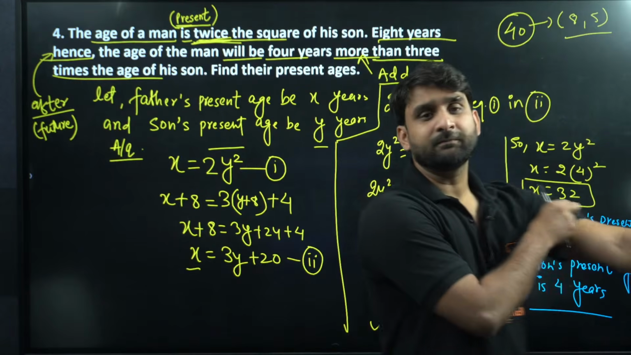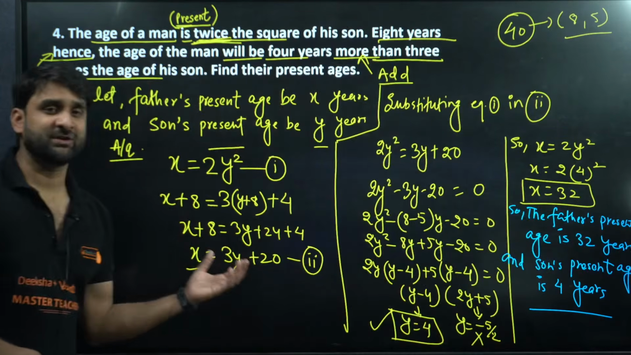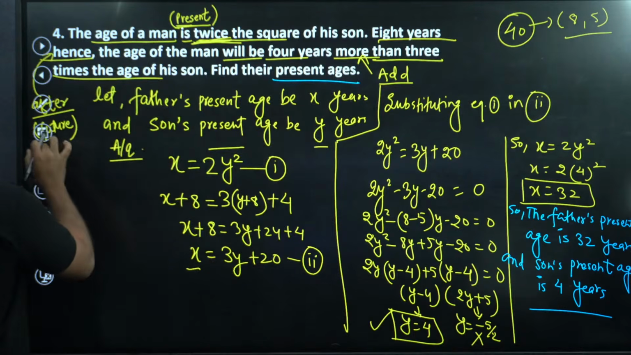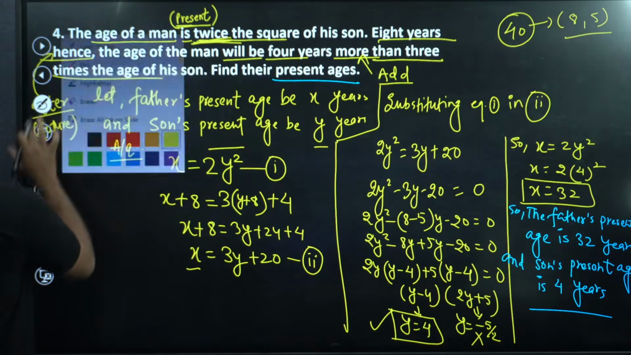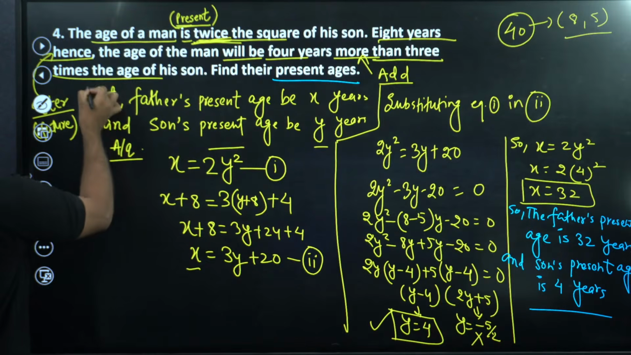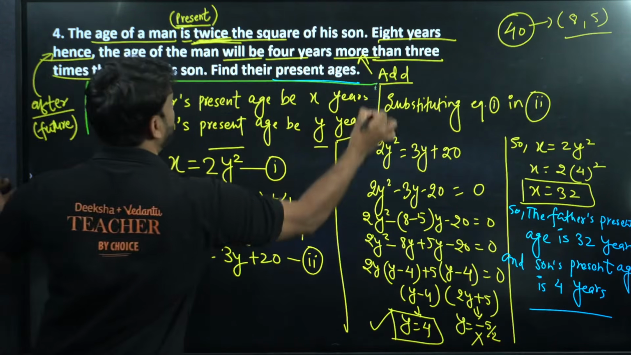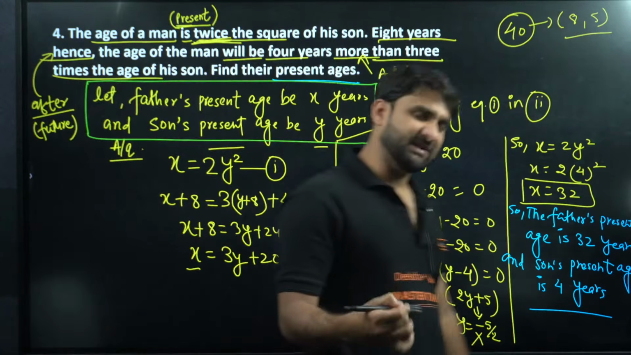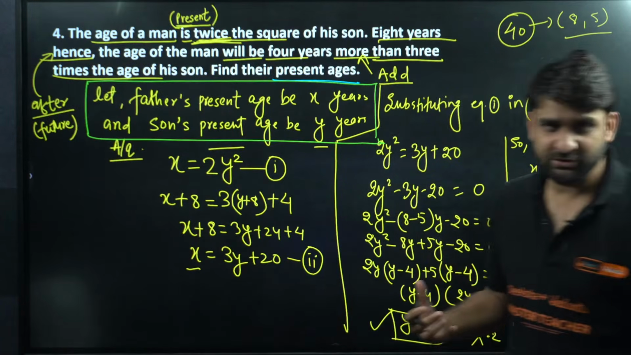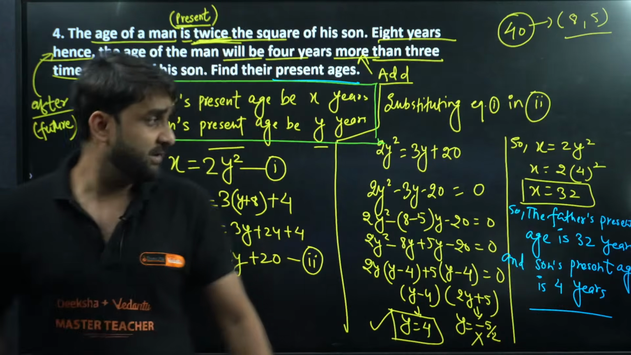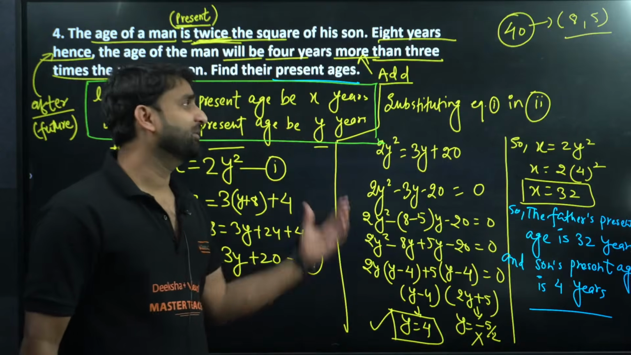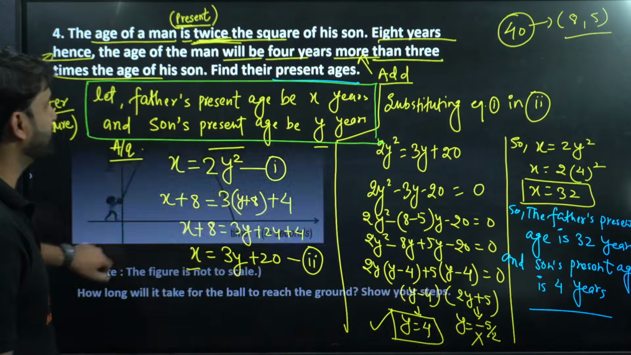Yes, clear everyone? I hope this question is clear to you. So in age-based questions, whenever an age-based question comes up in front of you, my dear champion, always assume the present ages first. Because without assuming the present ages, you cannot write the equation, you cannot form the equation. And if you cannot form the equation, how can you solve it? You cannot. Moving to next.